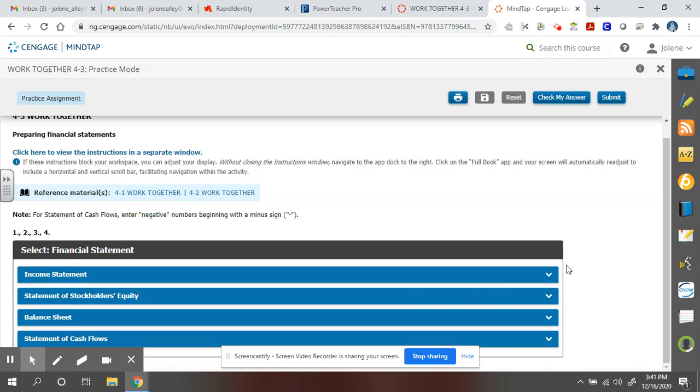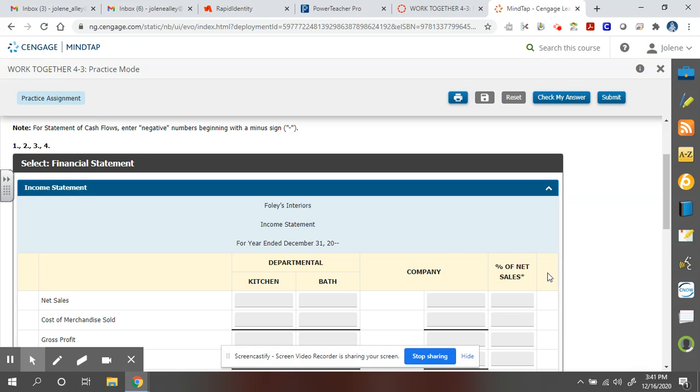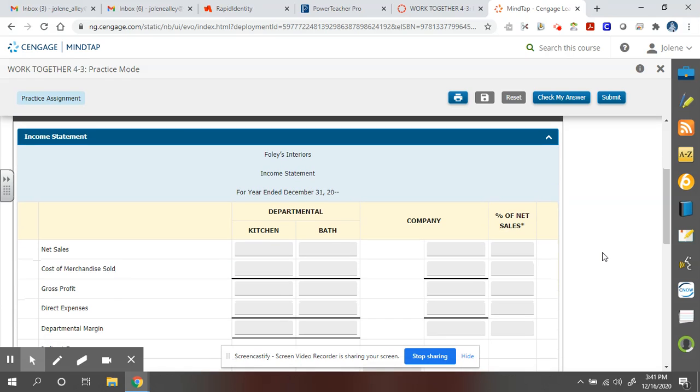So let's open up the income statement. We're on page 116 of the book. It says instruction number 1, complete the income statement. Calculate and record the vertical analysis ratios for each amount in the fourth column of the statement. So we're doing the income statement.